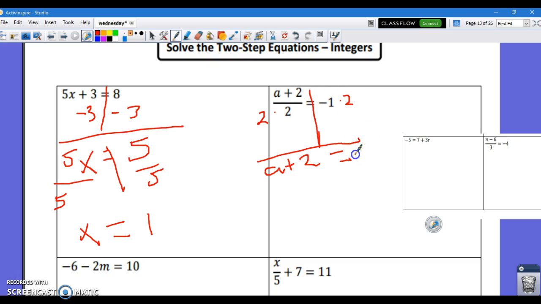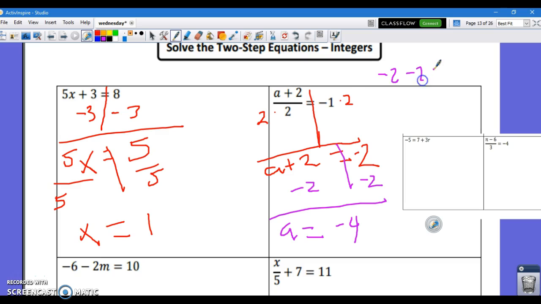Negative 1 times 2 is negative 2. And now, look at that. Get a by itself. I see a plus 2. I will subtract 2. That cancels out, leaving you a. And negative 2 minus 2 is going to give you negative 4. Negative 2 minus 2 is negative 4. This is not 0.